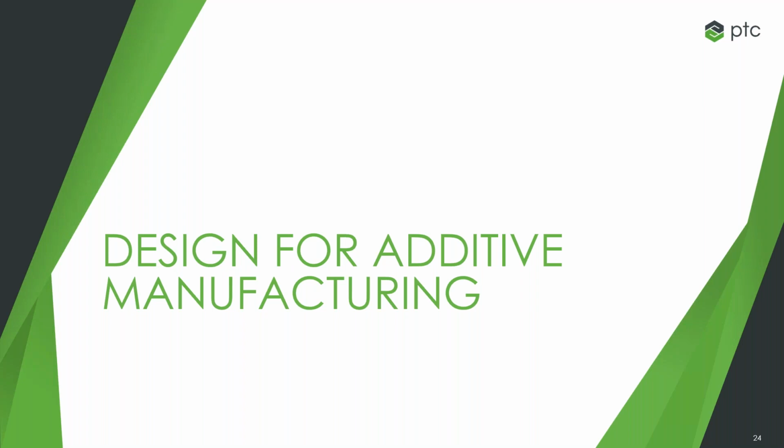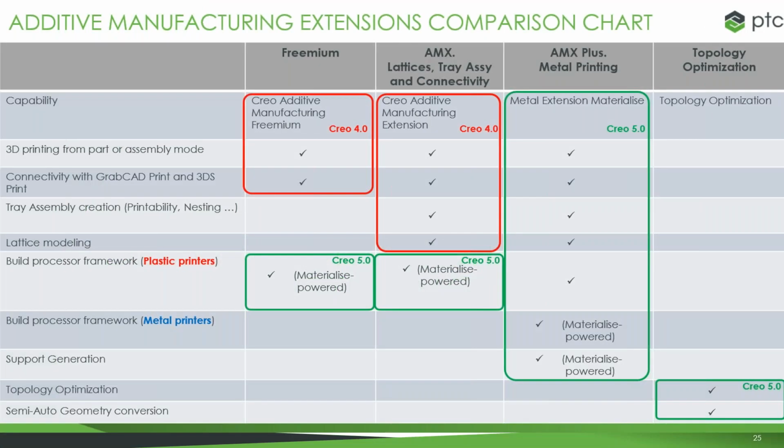I do want to take a quick note to talk about some of the abilities that we have for additive manufacturing and additive design within Creo. Out of the box with Creo, we do have options and a lot of capabilities for additive manufacturing. So you have the ability to prepare files for 3D printing from both part or assembly mode, and also have connectivity with both GrabCAD Print and 3ds Print for creating files that we use on the printer.